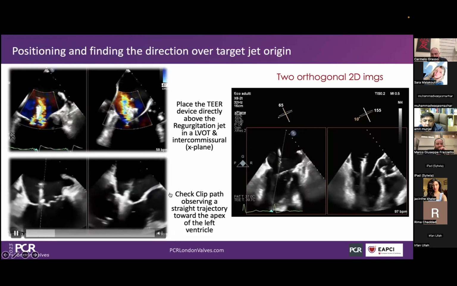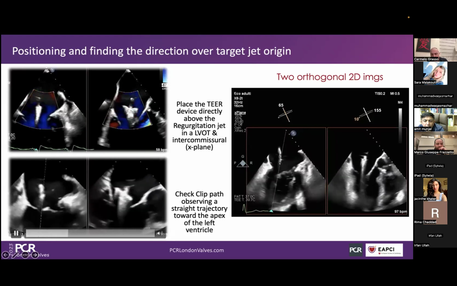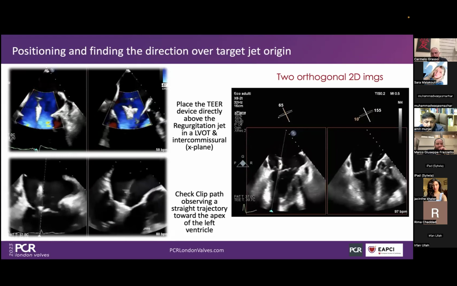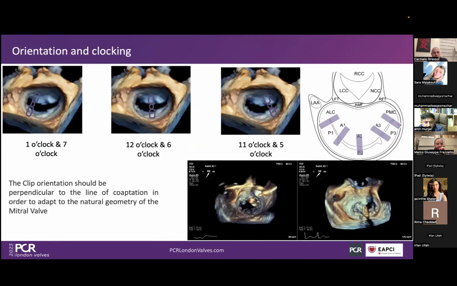This is very important to have a very easy and effective procedure. Another alignment that we have to do is the orientation and clocking. When we do the clocking, it means that we have to be perpendicular to the commissure, to the coaptation line. You know very well that, of course, the coaptation line is not linear.